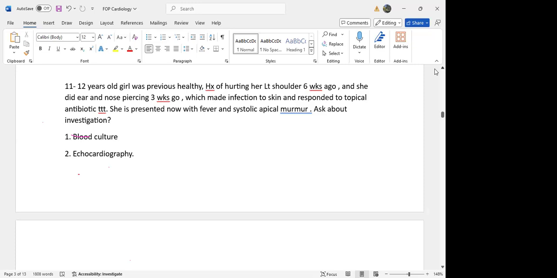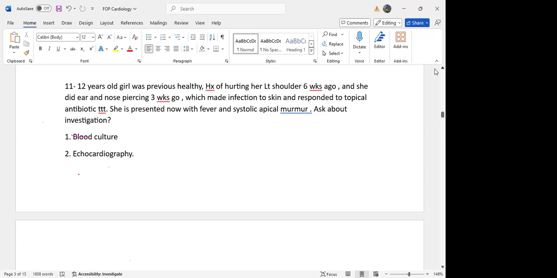She is quite healthy. She was previously healthy and now she developed a skin infection. After a skin infection, if you have heart involvement, joint involvement, fever, what first comes to your mind? Rheumatic fever. Very good. Rheumatic fever can involve the heart and the joints, and you have criteria for that. So this systolic apical murmur is the MR murmur.